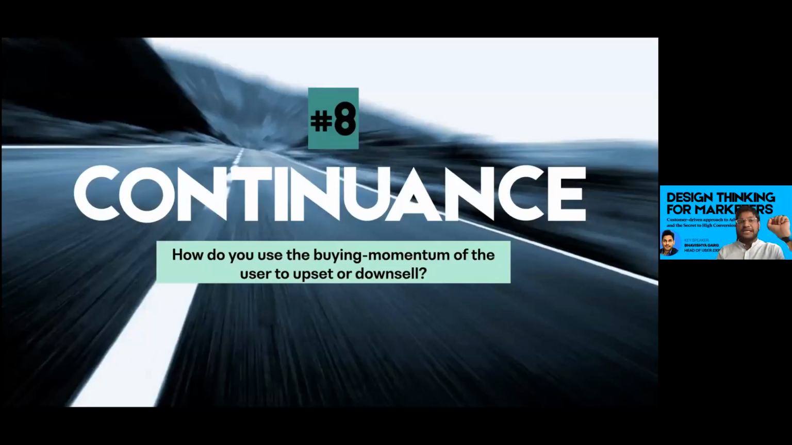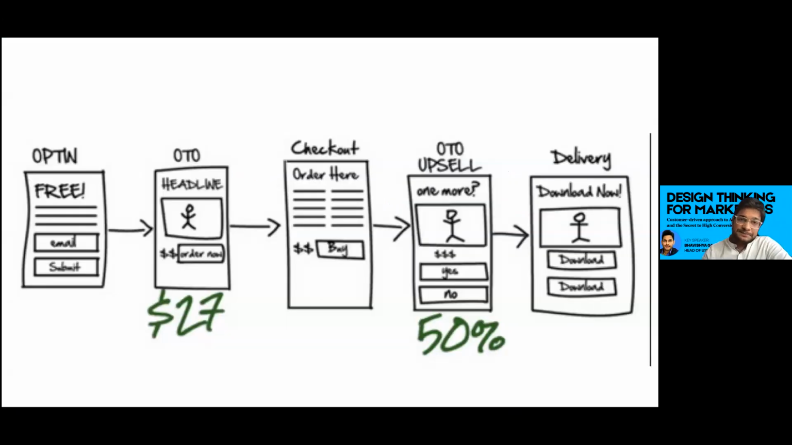And 8 is continuance. Now, let's say you have finally got the user to convert. You have finally got them to buy a product that you were driving them for. What then? Are you using their buying momentum to upsell or downsell? This is an example of a classic sales funnel you would see. Let's say you had a funnel where finally you made $27 on the one-time offer that you had, but you didn't stop at the checkout.